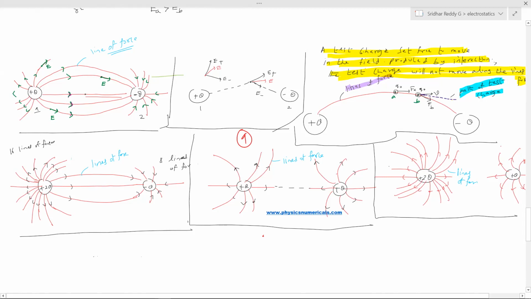How to draw lines of force? Get the resultant E bar and join the locus of all those points where the resultant E bar is there, you'll get the lines of force. Either way, if you know one, you can get the other thing.